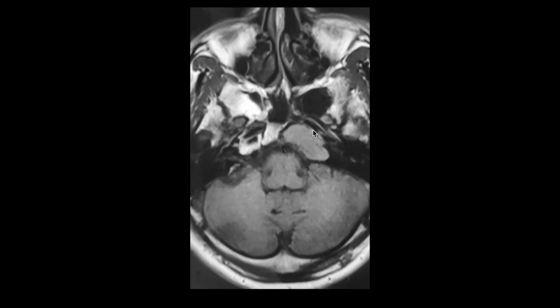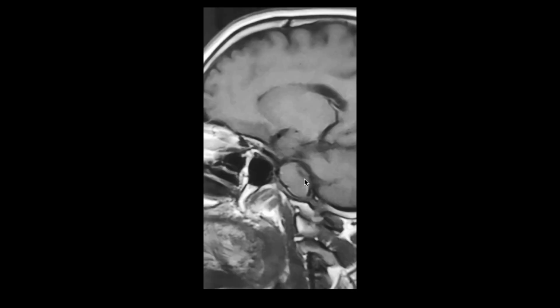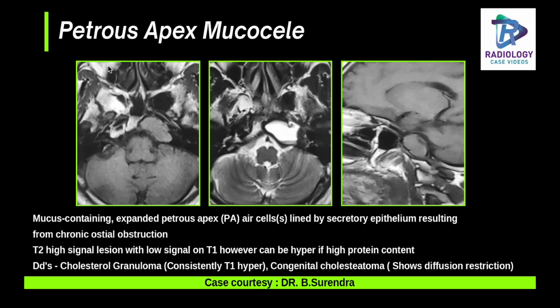Another case, this is a case of a petrous apex lesion. Here it is T1 iso to slightly hyper. In T2 it is hyper with a small fluid level. Same in sagittal T1. So this is a case of petrous apex mucocele. This is because of mucosecreting glands in the petrous apex air cells, resulting in chronic ostial obstruction. You should always differentiate it from cholesterol granuloma, which is consistently T1 hyper, and from congenital cholesteatoma, which is again a common apex lesion where it shows diffusion restriction.